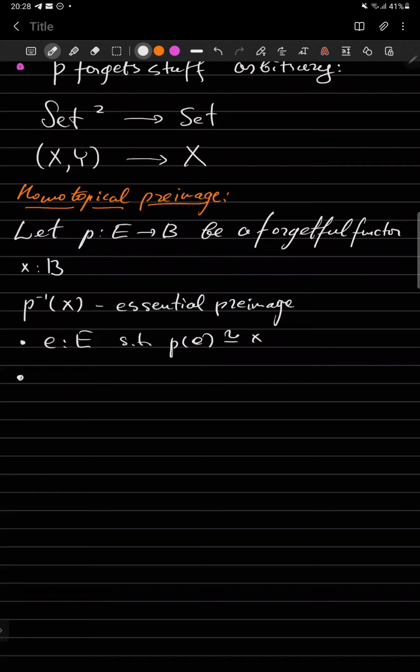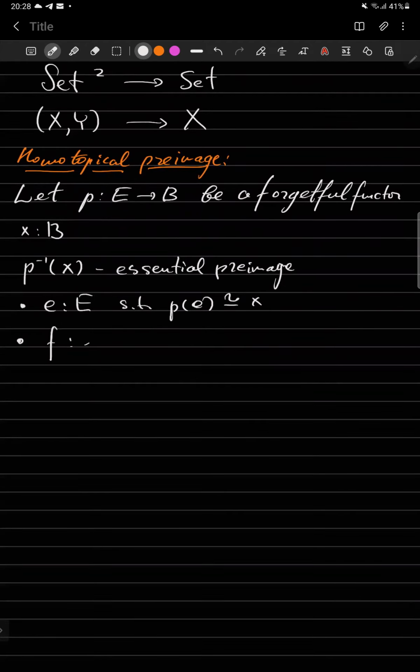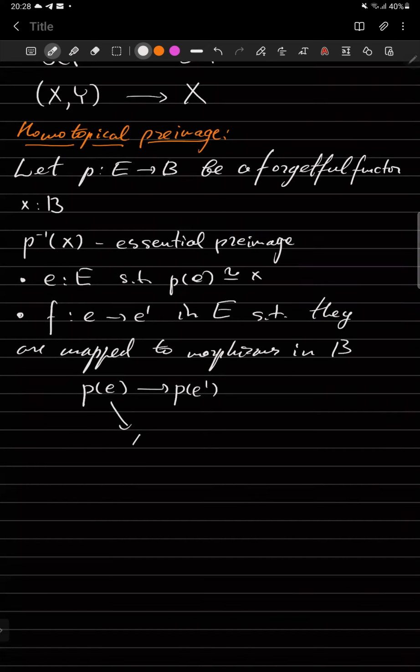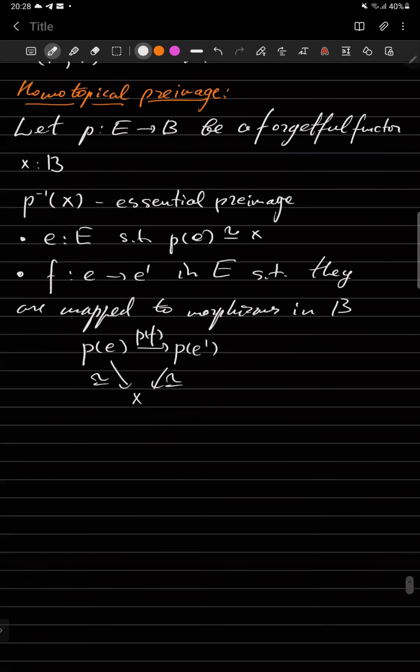and morphisms there are just morphisms which are preserved by projection. So those are morphisms in E, such that they are mapped to morphisms in B, and the following diagram commutes.